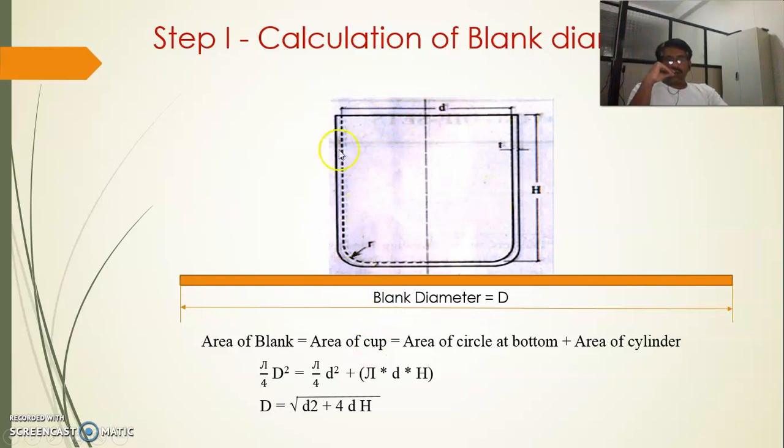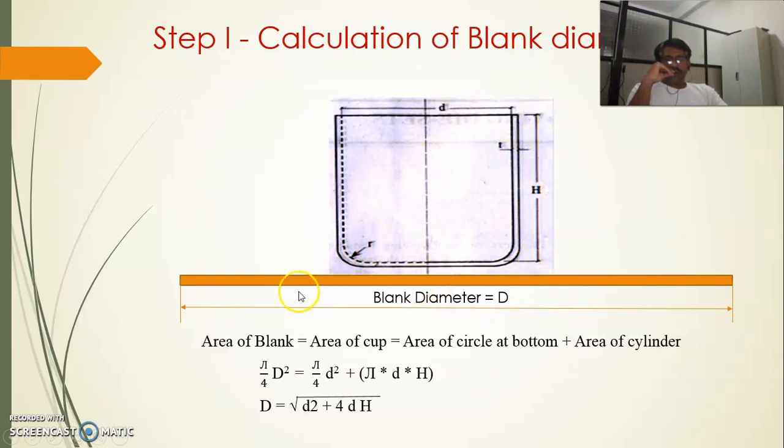This area of the curve is going to be divided into two parts. The area of the bottom, that is the circle present at the bottom, we calculate the area of the circle, and then the area of this cylinder.